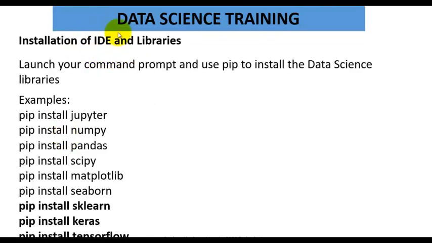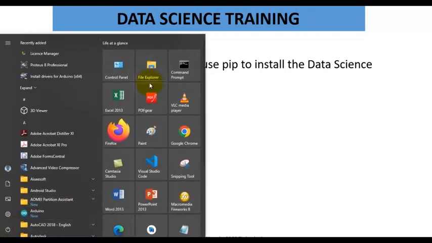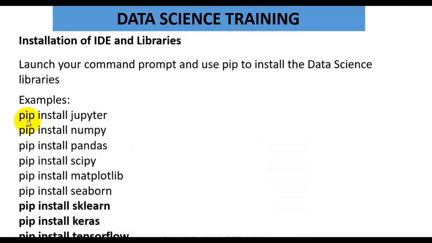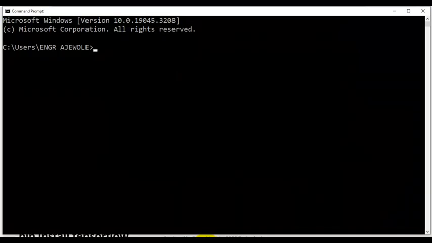So we are going to install the IDE and the libraries. So how do you do that? You are going to launch your command prompt like this. And when you launch your command prompt, you are going to do what we call pip install each of them. Now these ones that are bold, we may not install them now, but definitely we are going to install 1, 2, 3, 4, 5, 6.